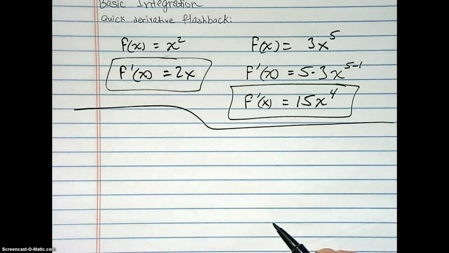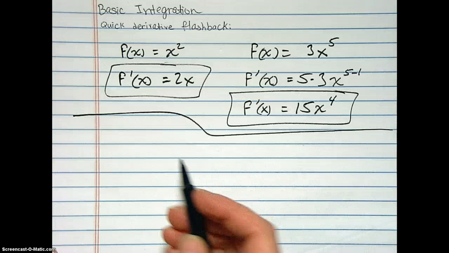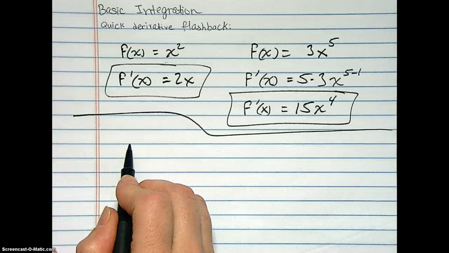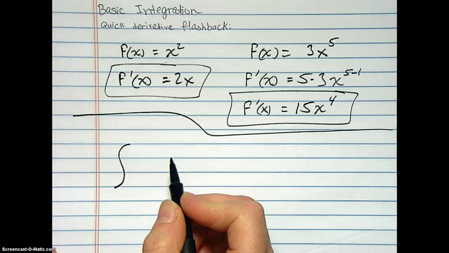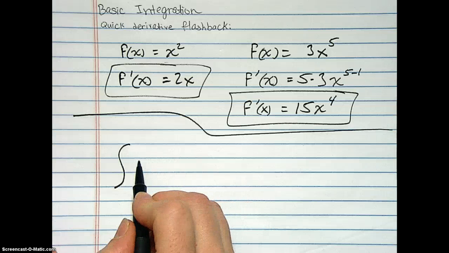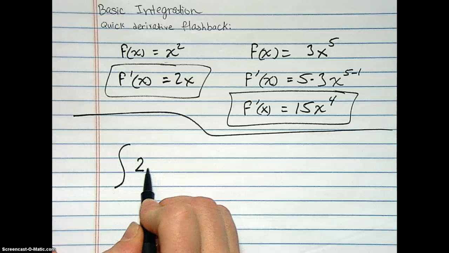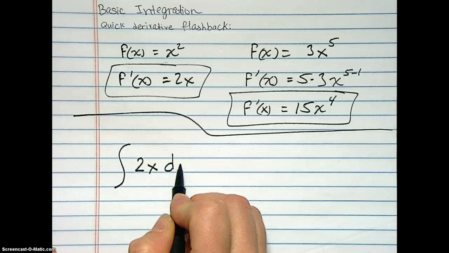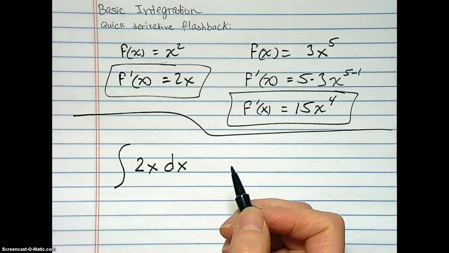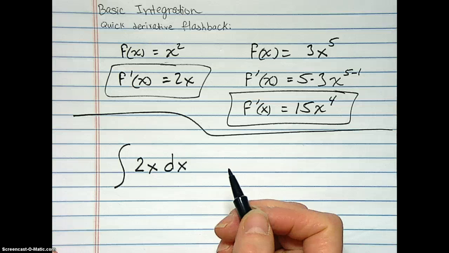Okay, so that was what we did when we did derivatives. Now we're going to integrate, and integration is anti-differentiation. So we're going to look at a problem on anti-differentiation. First we're going to do two that we don't have to do anything for. We're going to integrate 2x dx. And integration is the inverse of differentiation.